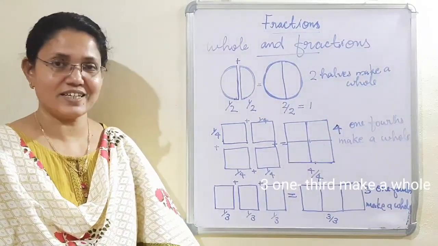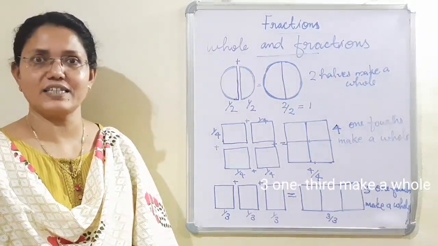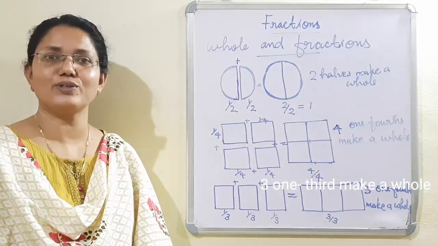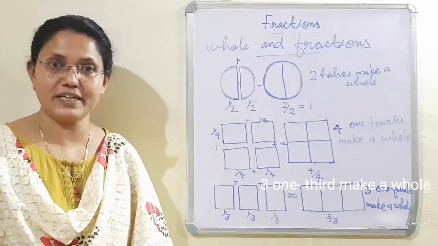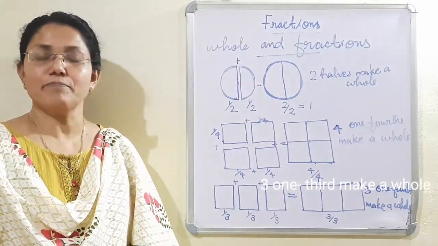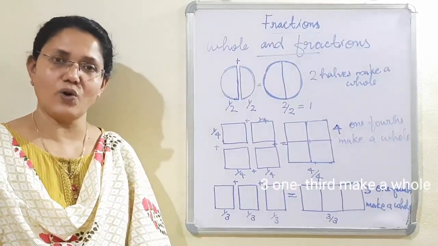Dear children, did you understand this? When you are getting a fraction, you can change this into a whole according to the denominator. If the denominator is 5, this many parts are needed to make a whole figure.